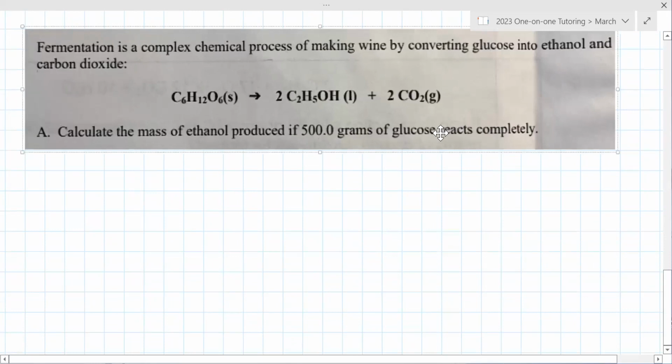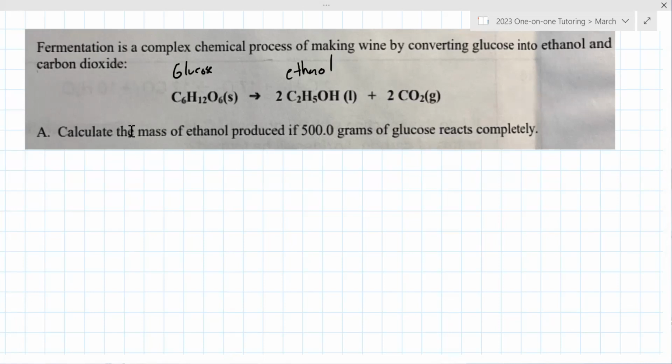All right, fermentation is the complex chemical process of making wine by converting glucose into ethanol and carbon dioxide. Sometimes I don't even know what this stuff is, but by reading the language I can detect that glucose is what they started with, and that's some sort of ethanol, and that's the carbon dioxide there on the right. It looks balanced because they've already put coefficients in front. On a test or quiz, you may be asked to do that. Calculate the mass of ethanol produced if 500 grams of glucose reacts completely.